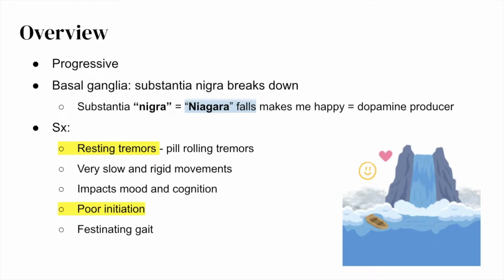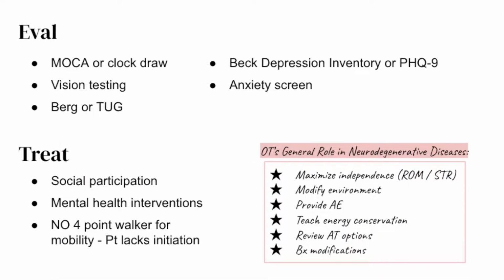Symptoms include resting tremors, slow and rigid movements, impacts to mood or cognition, as well as poor initiation and a festinating gait. If you're going to remember any of them, I suggest remembering resting tremors and poor initiation, as memorizing these two symptoms will help you come up with a lot of treatment ideas.